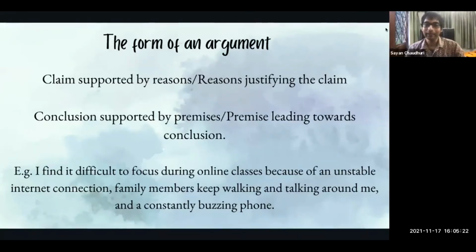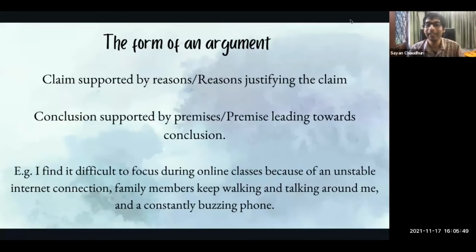Now, let's say I say this, and this is an online workshop, so it's a meta kind of moment. I find it difficult to focus during online classes because of an unstable internet connection. Or, let's say this is grammatically actually odd, because of an unstable internet connection, because family members keep walking and talking around me, and a constantly buzzing phone, right?